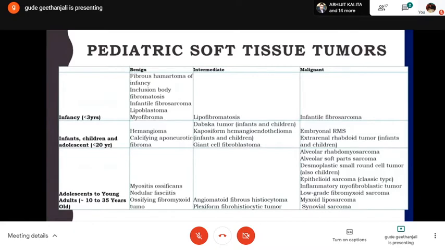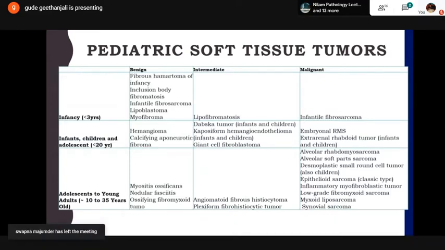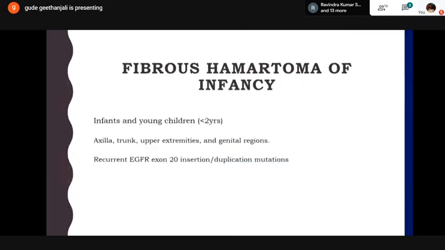In children and adolescents, we also have multiple hemangiomas, calcifying aponeurotic fibromas, Dabska tumors, Kaposiform hemangioendothelioma, and giant cell fibroblastoma, which are of intermediate category, locally aggressive tumors. The malignant tumors common in infant, child, and adolescent are embryonal rhabdomyosarcomas and extrarenal rhabdoid tumors. In adolescents, we again have myositis ossificans, nodular fasciitis, ossifying fibromyxoid tumor, angiomatoid fibrous histiocytoma, and plexiform fibrohistiocytic tumor. And there are a set of malignant tumors common in childhood, which I'll be discussing now.